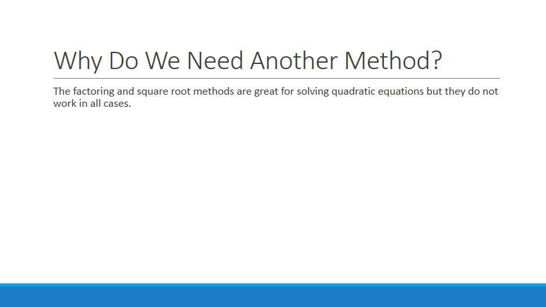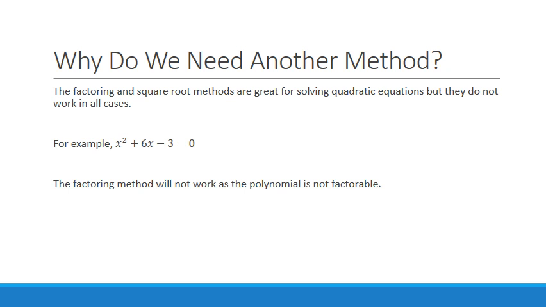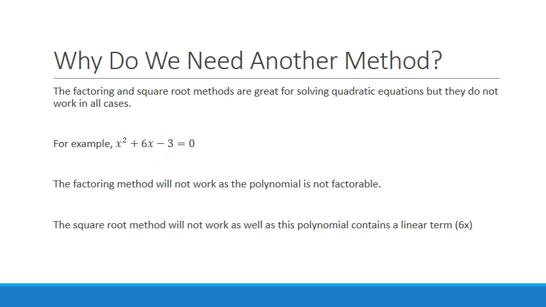Well, the factoring and square root methods are great for solving quadratic equations, but they do not work in all cases. For example, x squared plus 6x minus 3 equals 0. The factoring method will not work as the polynomial is not factorable. So there's no factors of negative 3 here that are going to add up to 6. So we can't do that. And then the square root method will not work as well as this polynomial contains a linear term.